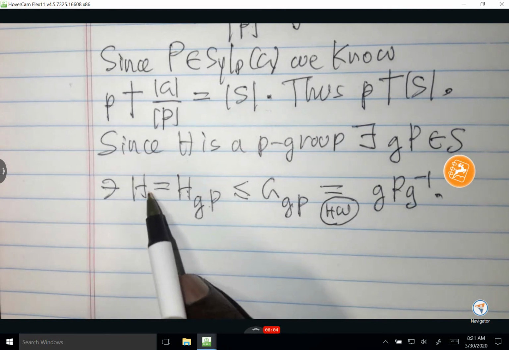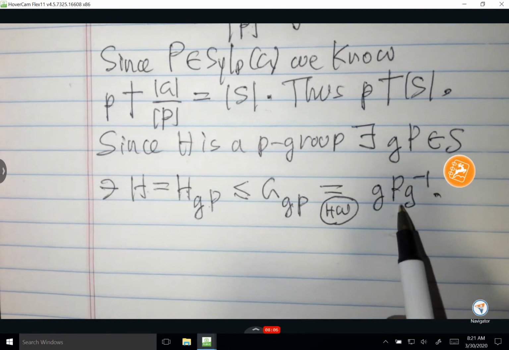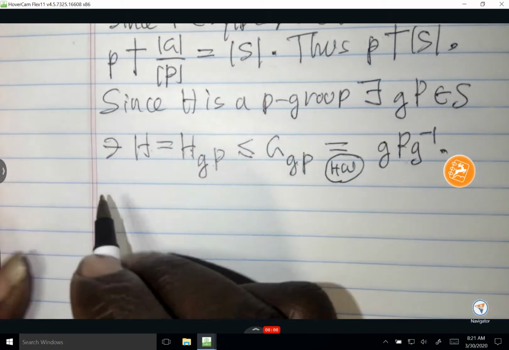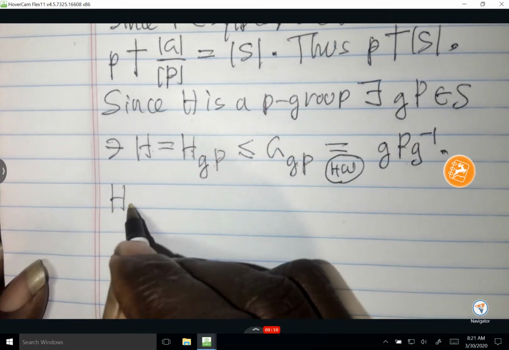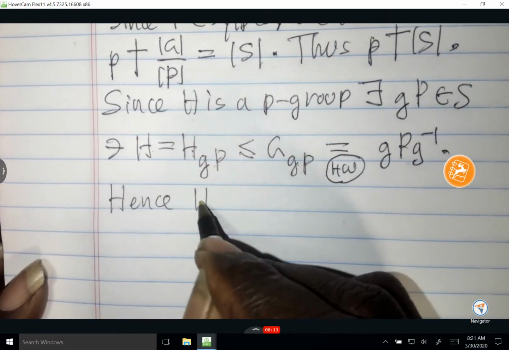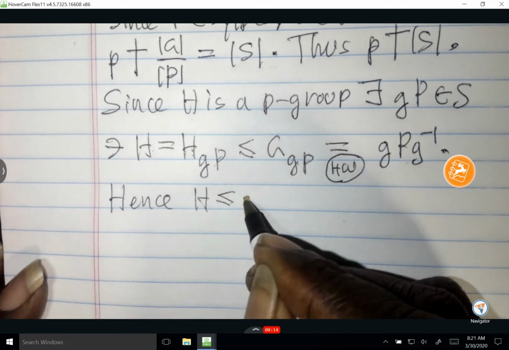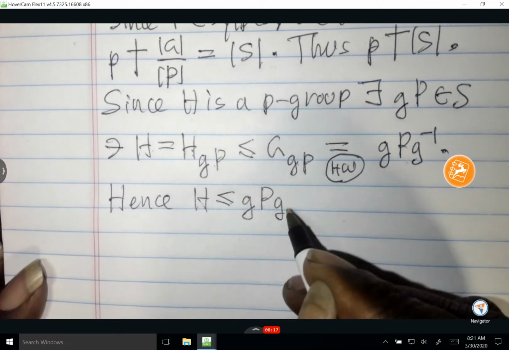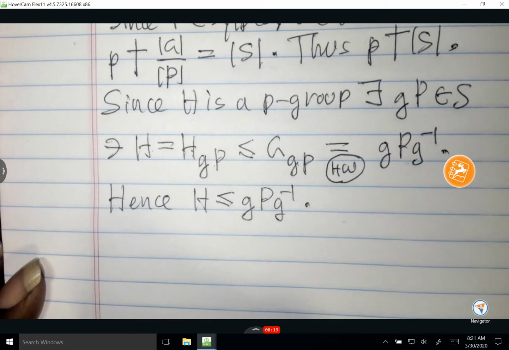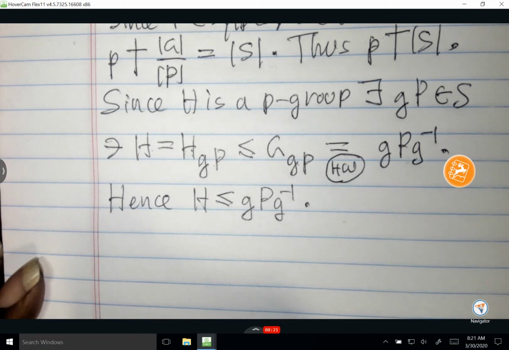And so we get H is a subgroup of P conjugated by G. So let's say that. Hence, H is a subgroup of P conjugated by G. And now realize why you're done.